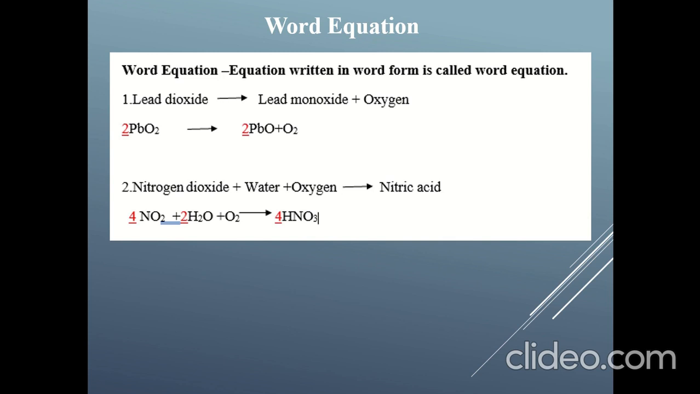Now here nitrogen dioxide means first we'll write NO2 plus water H2O plus oxygen O2 gives HNO3. So on the reactant side, the equation will be balanced like 4NO2 plus 2H2O plus O2 gives 4HNO3. So the equation is balanced on both the sides, that is reactant as well as the product side.